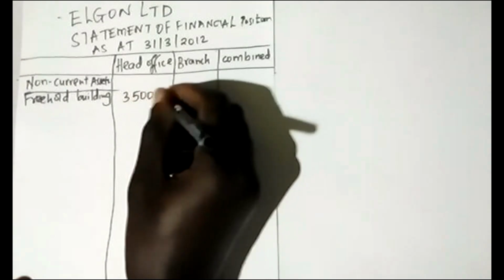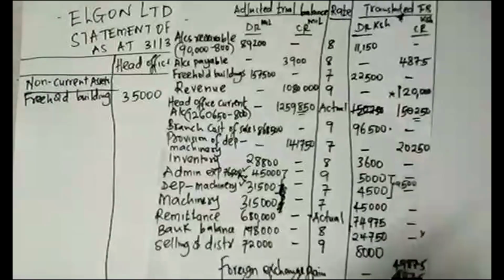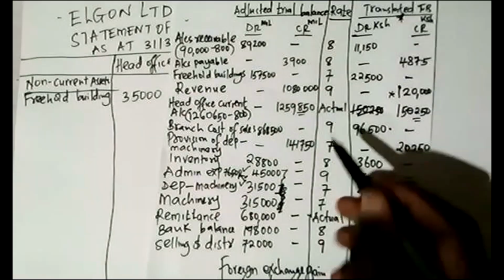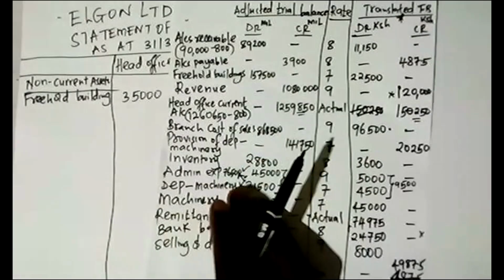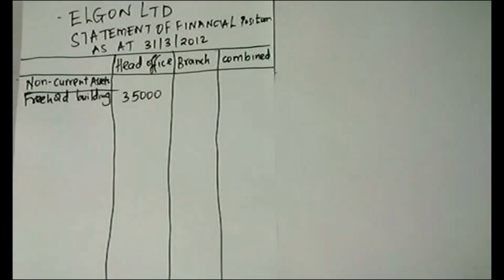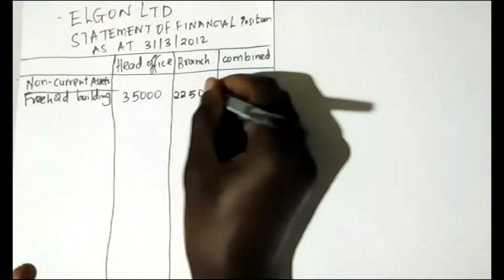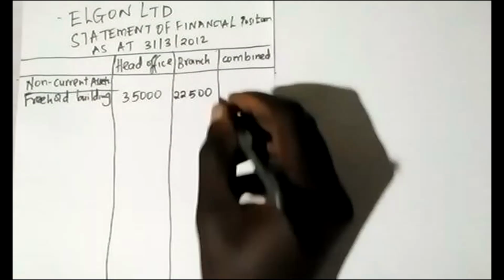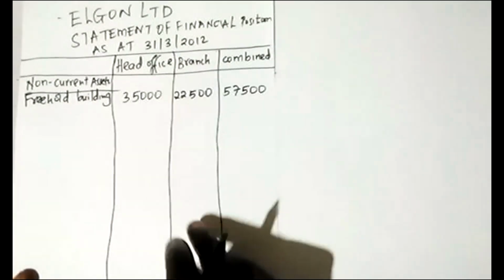Then for the branch, you have to pick the one which you translated. So the one you translated is 22,500, this one. So the 22,500. So if I add the two, I'm getting that is 57,500. Remember, I'm adding this and this.